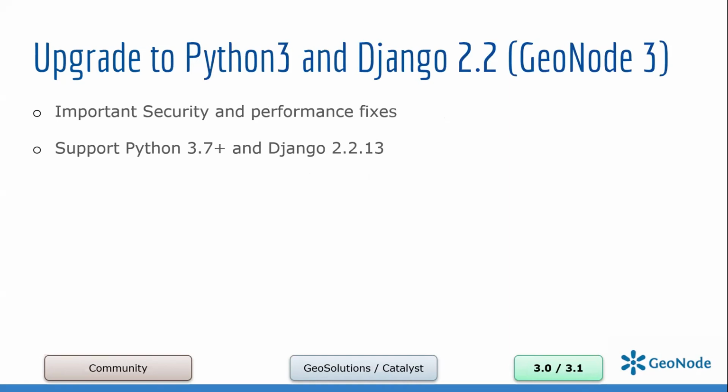Okay, so the first thing, as I said before, in GeoNode 3.0, we finally have an upgrade to Python 3. In particular, we are supporting Python 3.7 and above, and currently we are supporting Django 2.13. Both those versions of Python and Django also had a lot of security fixes and performance improvements.